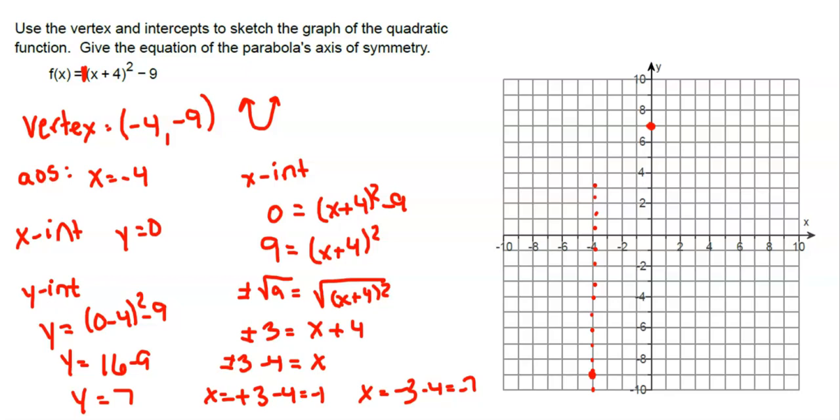So we'll go ahead and graph those two x-intercepts, -7 and -1, and then we will sketch the graph of the parabola. Down to the vertex, and then goes back up. It's symmetric, which doesn't look real symmetric with my drawing, but it's just a sketch.